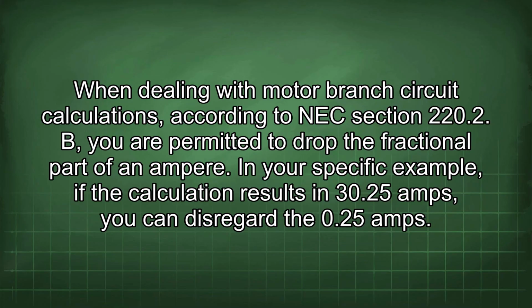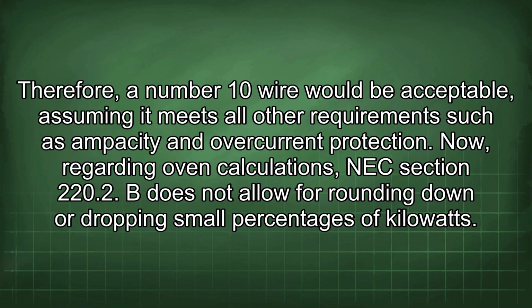When dealing with motor branch circuit calculations according to NEC section 220.2b, you are permitted to drop the fractional part of an ampere. In your specific example, if the calculation results in 30.25 amps, you can disregard the 0.25 amps. Therefore, a number 10 wire would be acceptable, assuming it meets all other requirements such as ampacity and overcurrent protection.